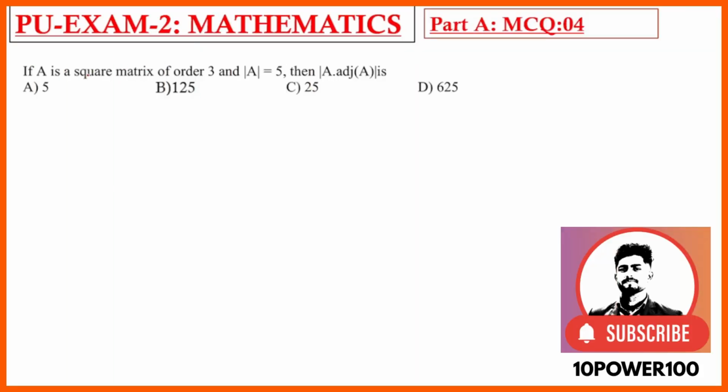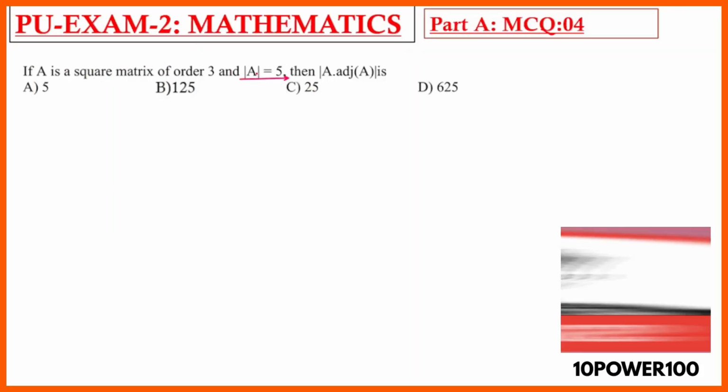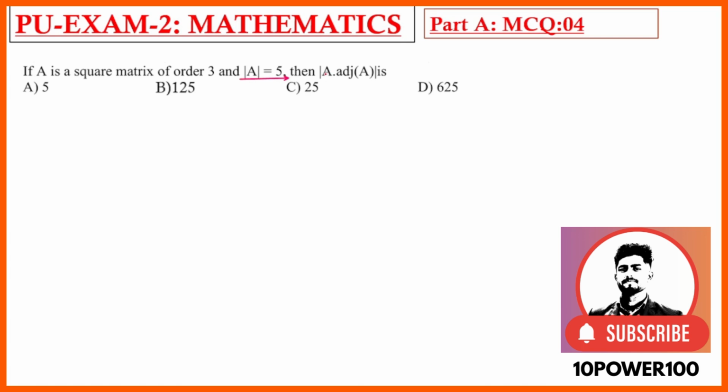Next question. A is a square matrix of order 3. Then determinant of A is 5, given. So they're asking us to find the determinant of A into adjoint of A. Okay, so determinant of A into adjoint of A, we can take it as determinant of A into adjoint of A. Determinant of A, let it be as it is.